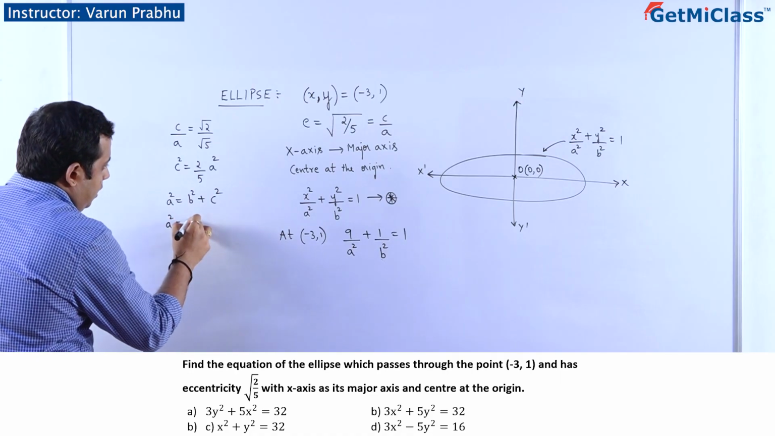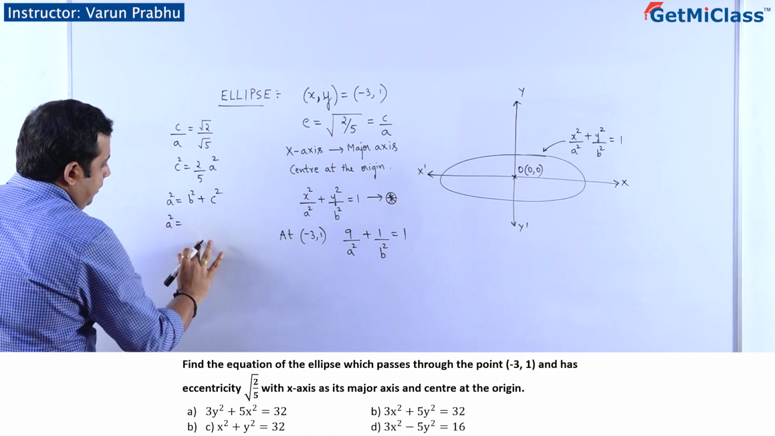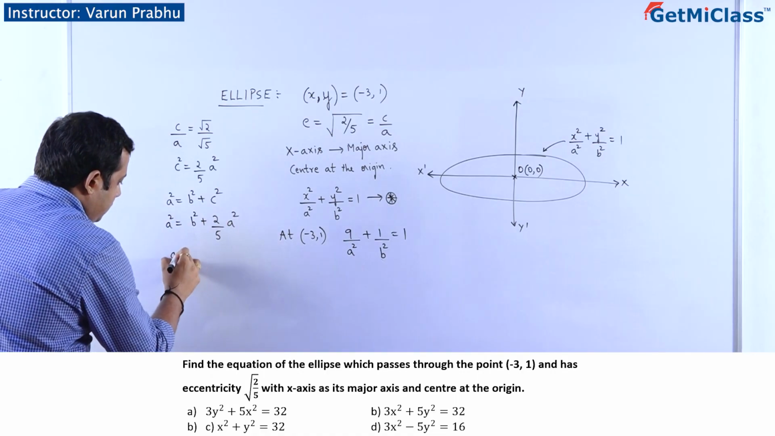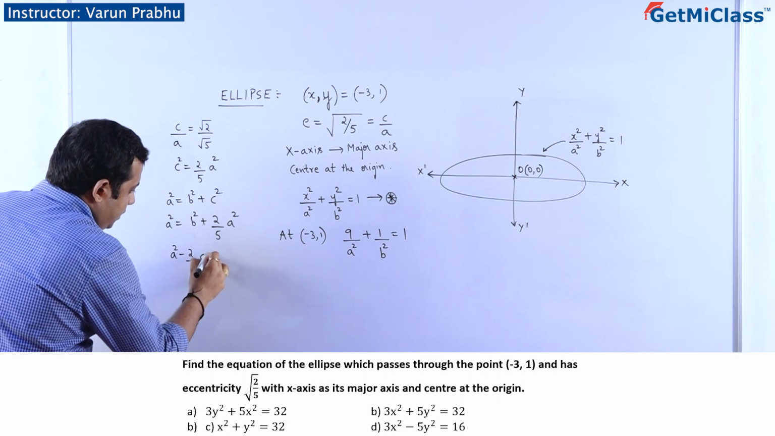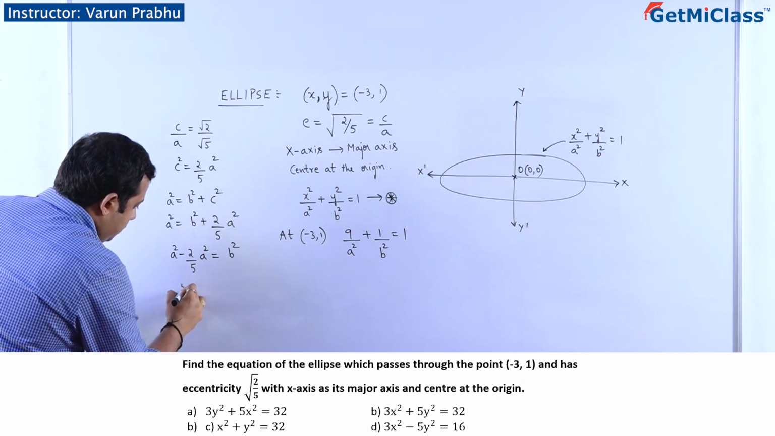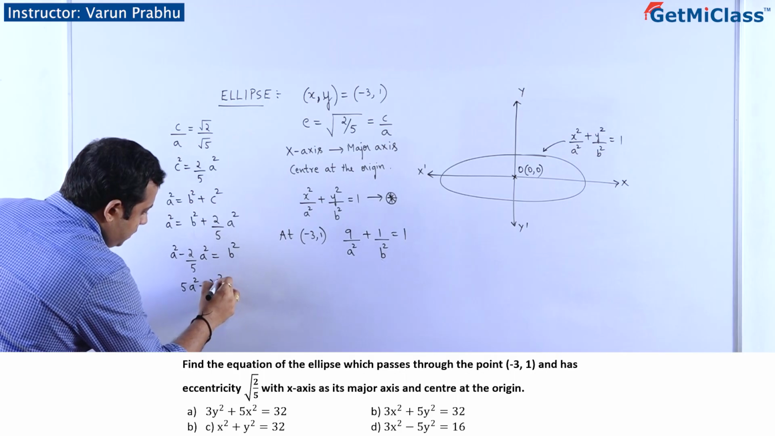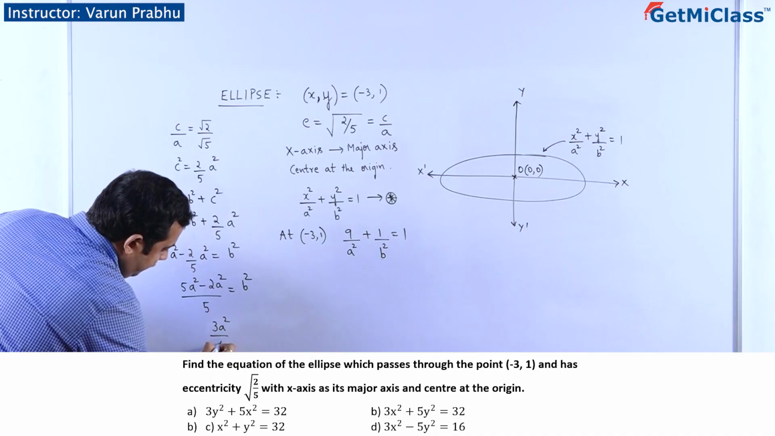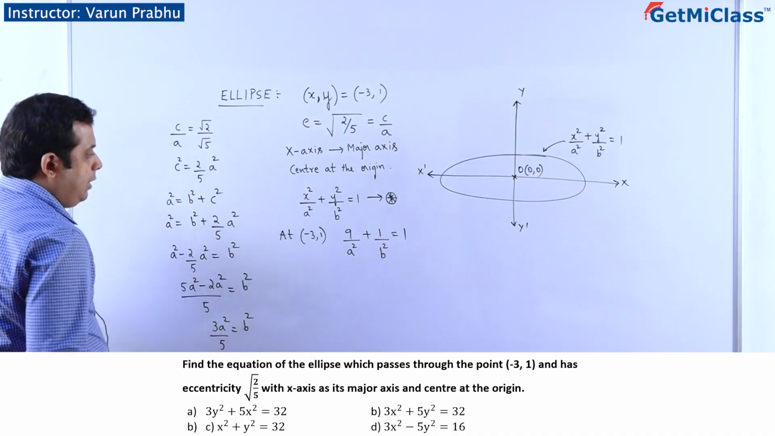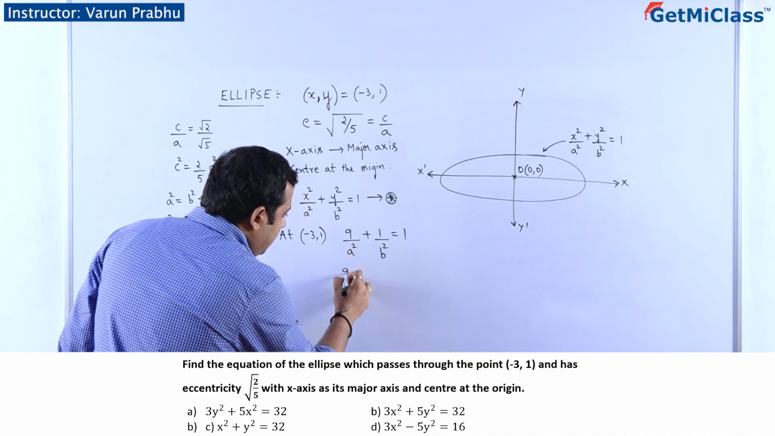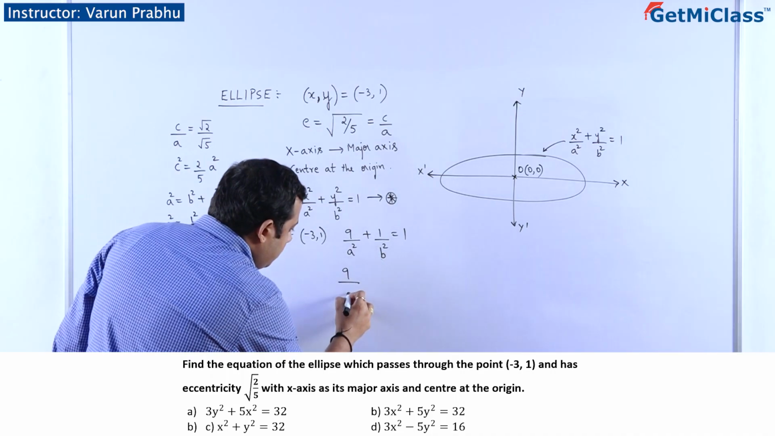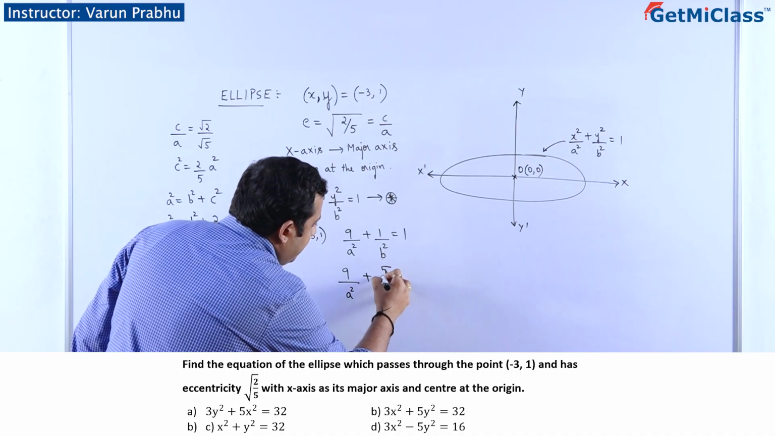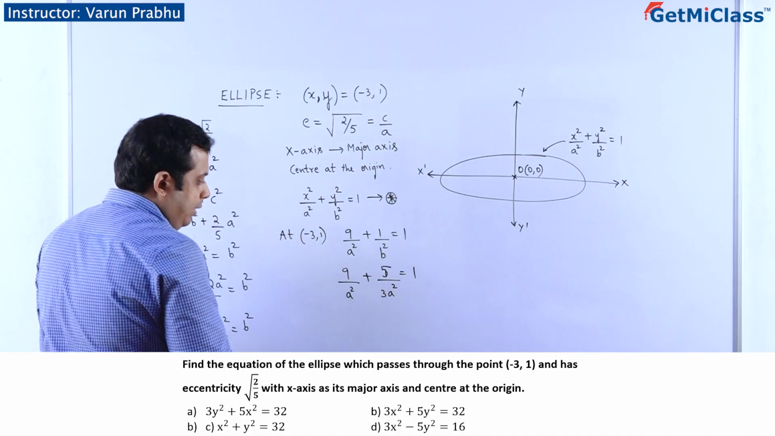A square is equal to b square plus c square. So a square, that is equal to b square plus 2 by 5 times a square. So a square minus 2 by 5 times a square, that is equal to b square. So 5a square minus 2a square divided by 5, that is equal to b square. 3a square divided by 5 is equal to b square, correct? So this can be written as, here I will substitute 9 divided by a square plus 1 divided by 3a square divided by 5. Denominator of the denominator will become the numerator, correct?